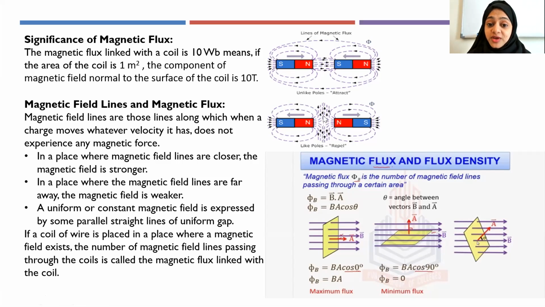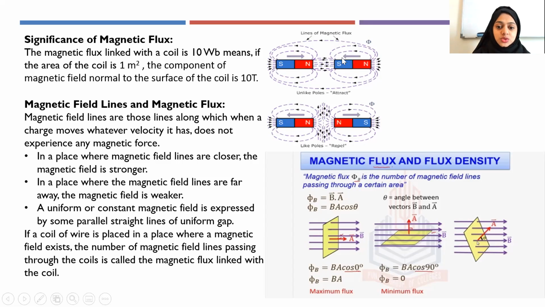Where will the magnetic field be more, at place C or place D? Place C. Why? The magnetic field lines are closer, as shown here, because the magnetic field lines are always directed from the North Pole to the South Pole. From the North Pole they go away because this is repulsion of two like poles, and this is attraction. So it goes from the North to the South Pole, in this direction.